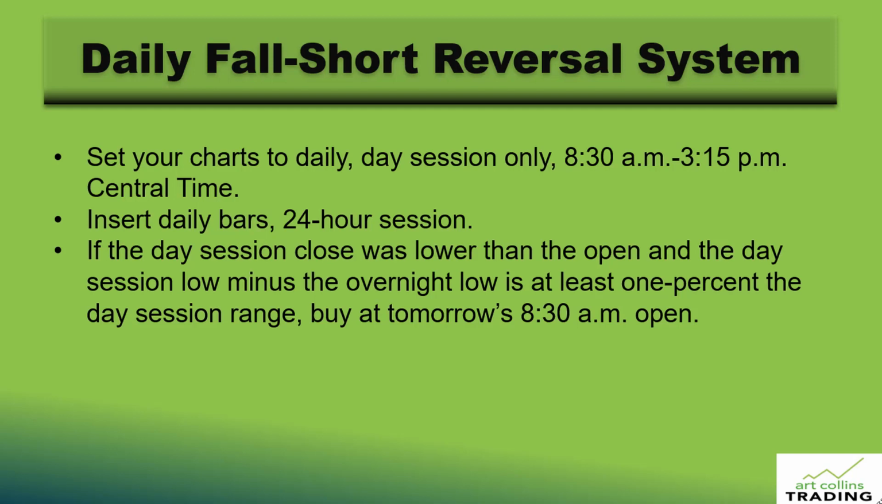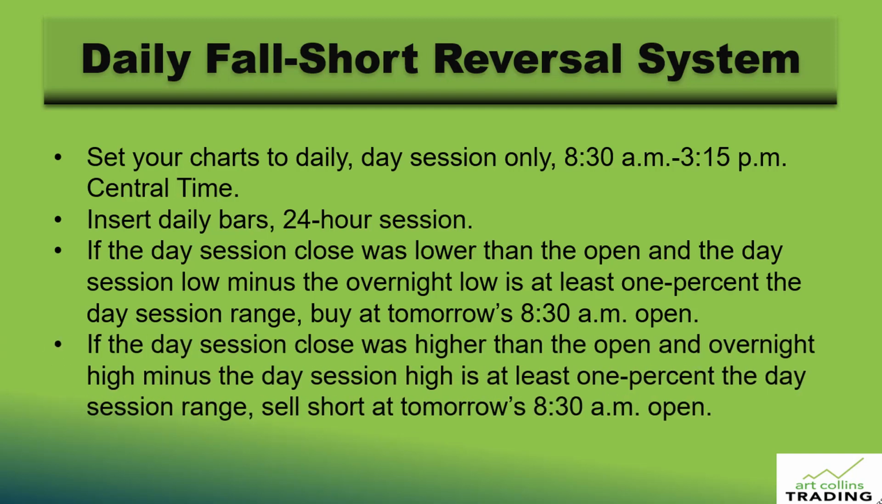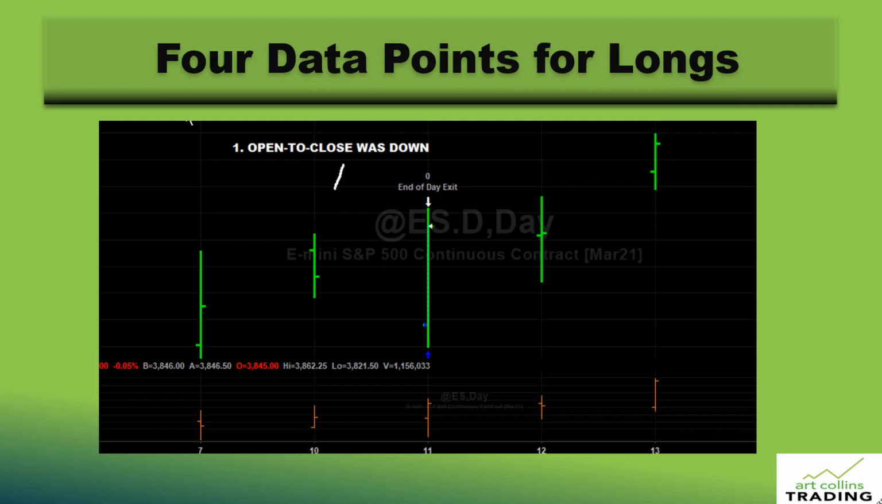Okay? So this is an example of what we're roughly looking for: you get a down day, but it falls short of what the overnight lows were. If the day session close was higher than the open, and the overnight high minus the day session high is at least 1% of the day session range, sell short at tomorrow's 8:30 a.m. open. And exit at the 3:15 day session close.